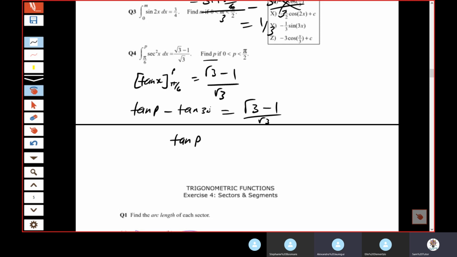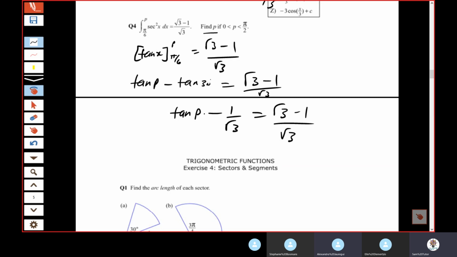Wait, do you want it with decimals or like the fraction? We want it as exact values. Okay, then it's fraction, root 1 on 3. Isn't it just like 1 on root 3? That's the one. That sounds better. Oh, yeah. Minus 1 on root 3 equals root 3 minus 1 on root 3. What do you do now?